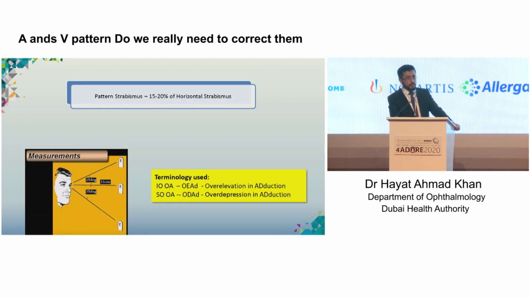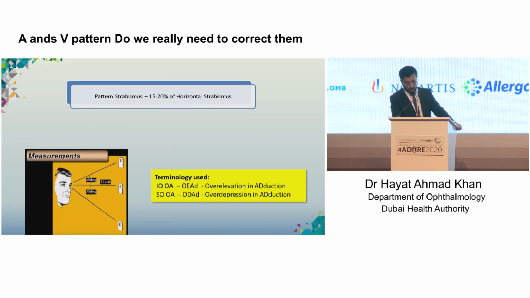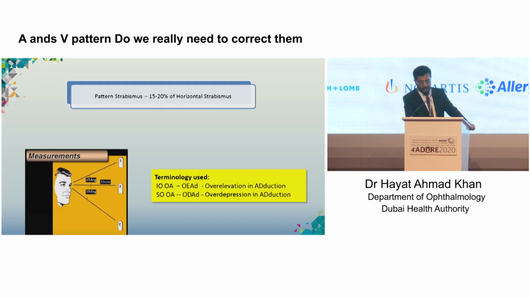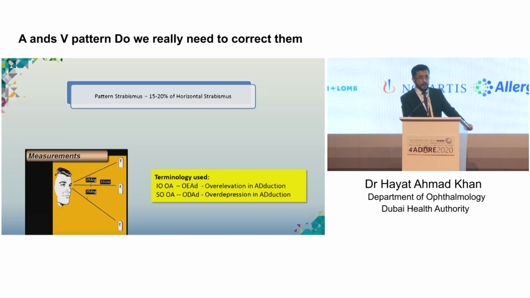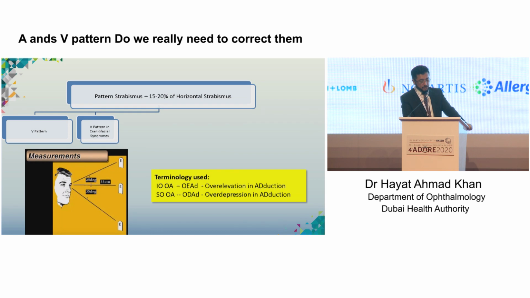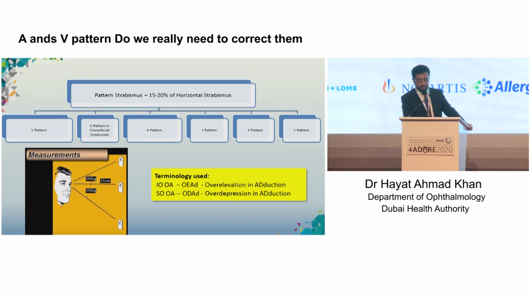It's important that we now use the new terminologies. Instead of inferior oblique and superior oblique overaction, we use over elevation in adduction and over depression in adduction. And the most common ones are the V patterns with craniofacial syndromes, A patterns, and the rarer forms are the Y pattern, the X pattern, and the lambda pattern.